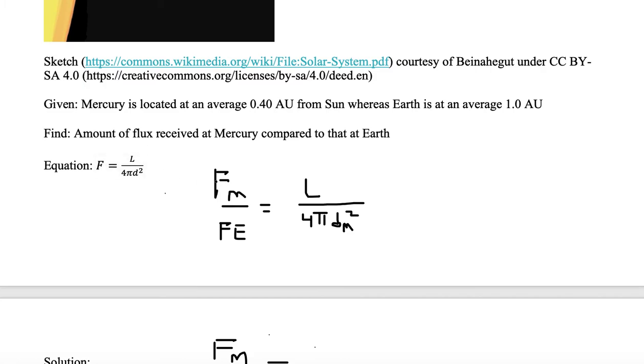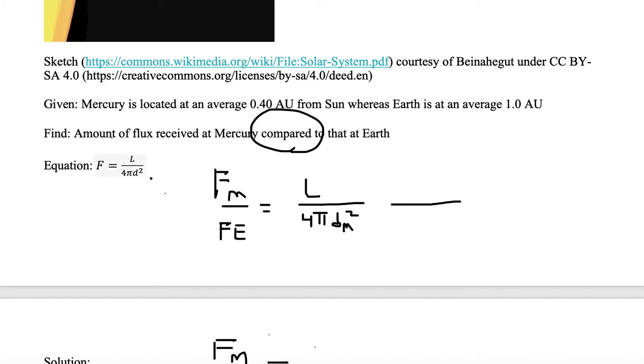Let's start with the flux of Mercury. The flux of Mercury is equal to the luminosity divided by 4 pi d of Mercury squared. Now, since we want to find the amount of flux at Mercury compared to that of Earth, a comparison generally means that we want a ratio. So we're going to divide this by the flux received at Earth. So instead of putting a big division sign here, I'm going to put it over onto the right-hand side.